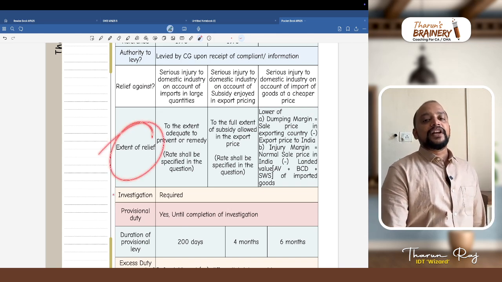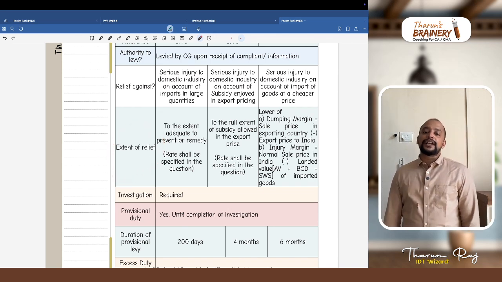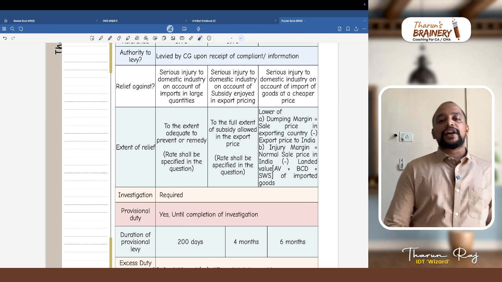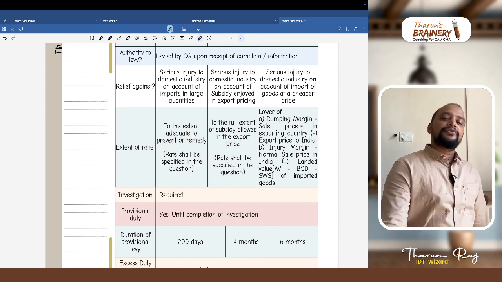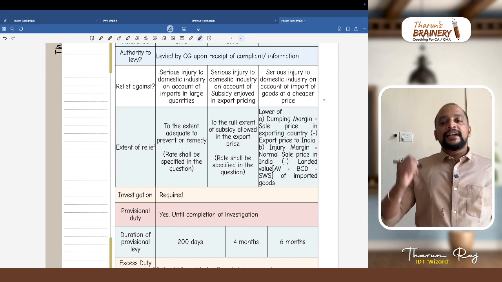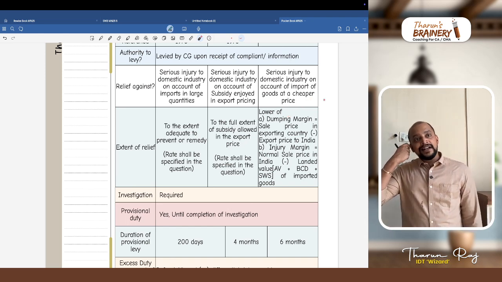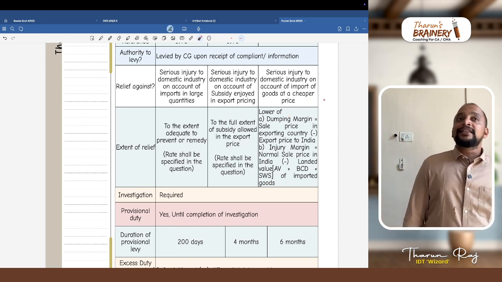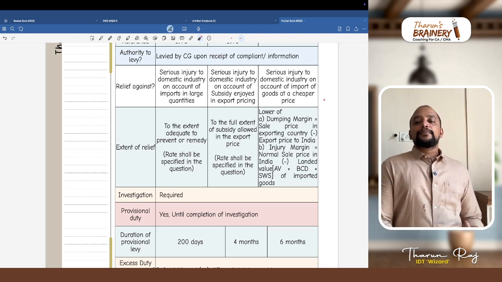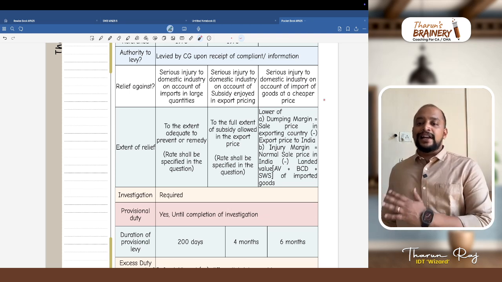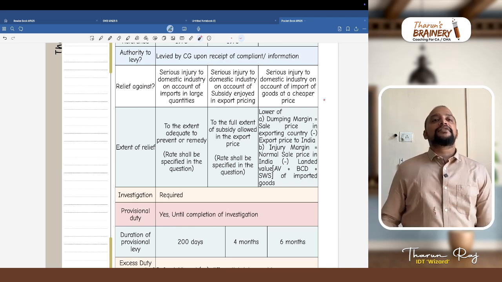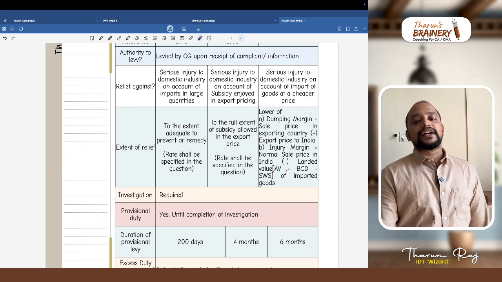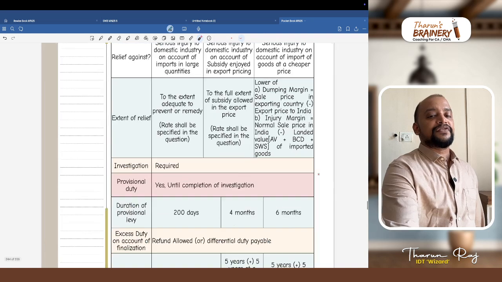What is the extent of relief? In case of safeguard duty, to the extent adequate to prevent or remedy, rate shall be specified in the question. Here also same. But in case of anti-dumping duty, it is lower of dumping margin or injury margin. Dumping margin means sale price in that country, that is exporter country, minus the price at which it is exported to India. Injury margin means normal selling price in India minus landed value. While taking landed value, we need to take assessable value plus basic customs duty, social welfare surcharge.